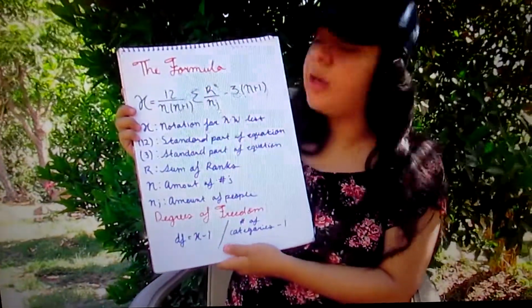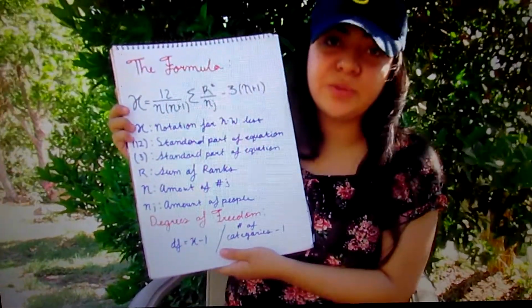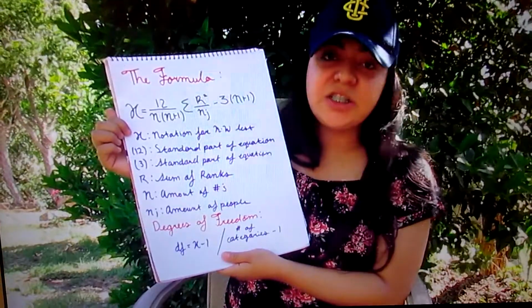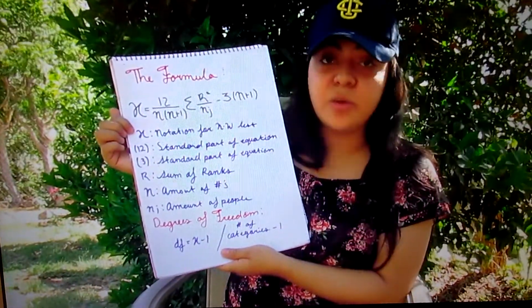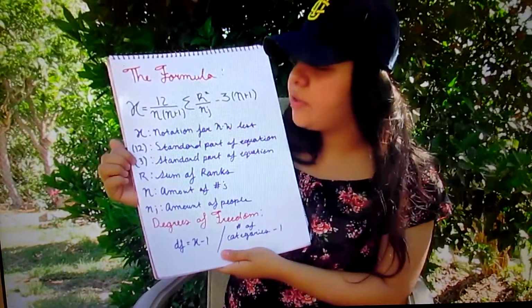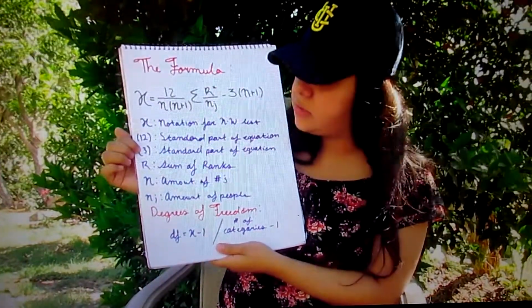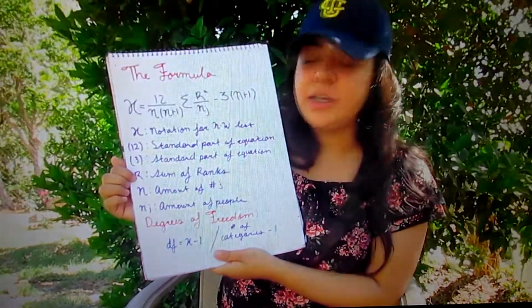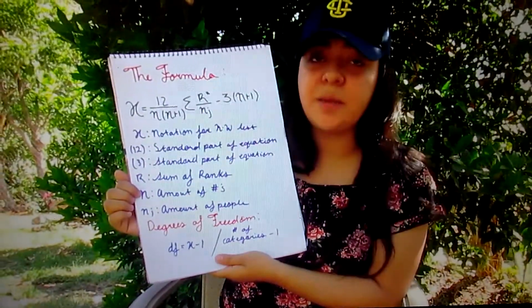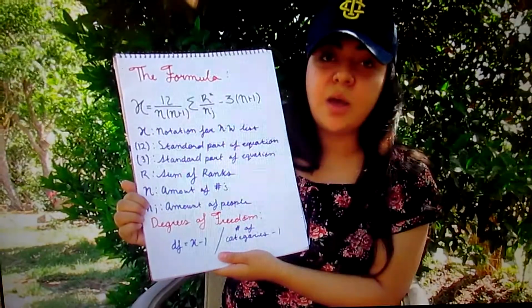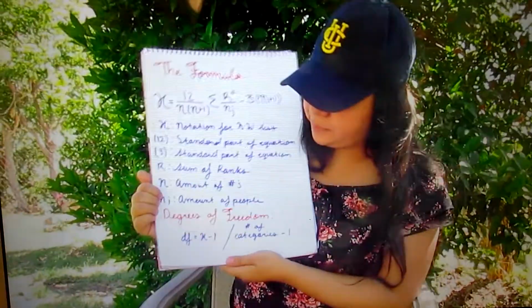This is the formula. It looks a bit complex, but I assure you it is not difficult. The H is just a notation for Kruskal Wallis. The 12 and the 3 will not change. They are just standard parts of the equation. The R is the sum of ranks. The big N is the amount of numbers you have. And the small n is the amount of people you have.